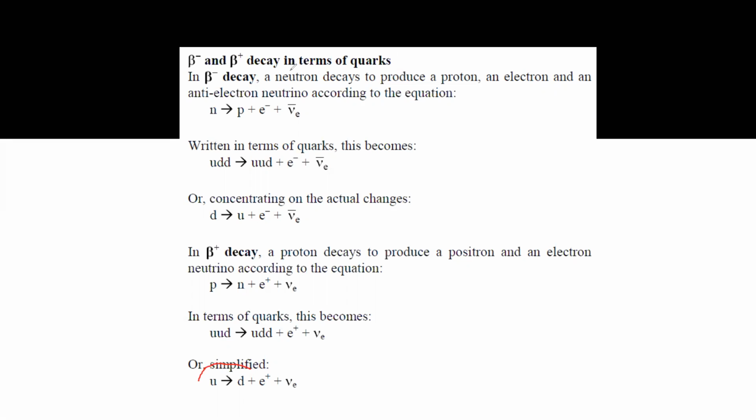So the equation we can just work out. You can see it started with the concept of a neutron, but in reality, it doesn't happen with the neutron. It's a down quark which changes and gives the result. Same thing in a positive beta decay or positron emission: a proton is first changed to a neutron, positron and electron neutrino. But in reality, when we simplify, it is an up quark which gives a down quark, positron and electron neutrino.